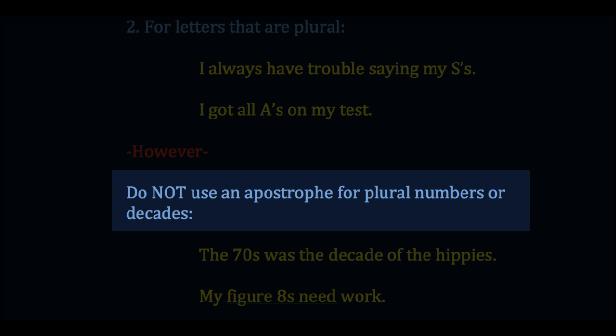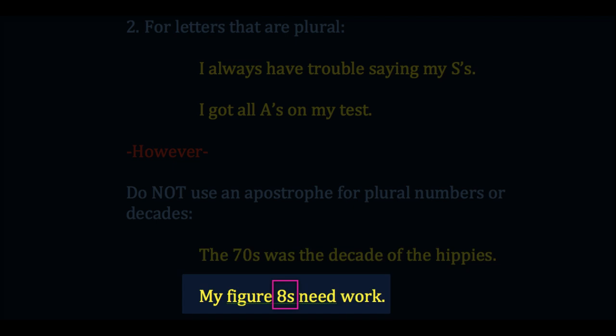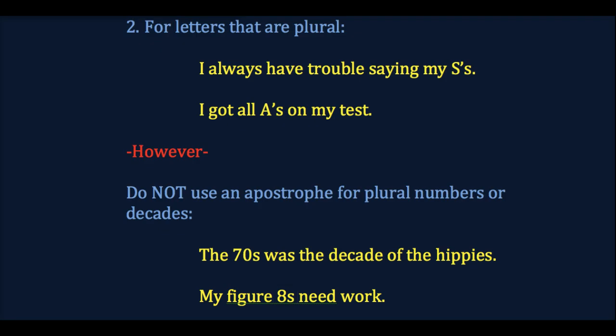However, do not use an apostrophe for plural numbers or decades, like the 70s was the decade of the hippies, man. 70s, you don't need an apostrophe there. There's no confusion. Makes sense. My figure eights need work, said the skater. So you don't need the apostrophe there, right? For eights, you understand it without it. So that's a distinction between the letters and the numbers, used for the letters to avoid confusion.